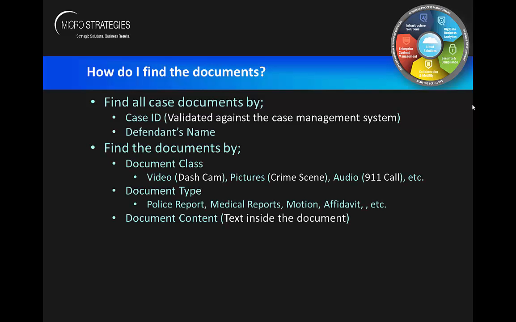You may want to search for particular documents, perhaps by class. Class meaning it's a video file, such as a dash cam, or pictures, such as a crime scene, or audio, such as a 911 call. You can even search lower level granularity, if you'd like, such as document type. So find the police report, or the medical reports, motions, affidavits, these kinds of things. Also, you can go down a deeper level by entering text and finding a document that contains that text. So depending on your needs, you can find this document different ways, by the case ID or even right down to the lowest level of granularity, text inside a document. Got to make it easy for people to find the right documents quickly.